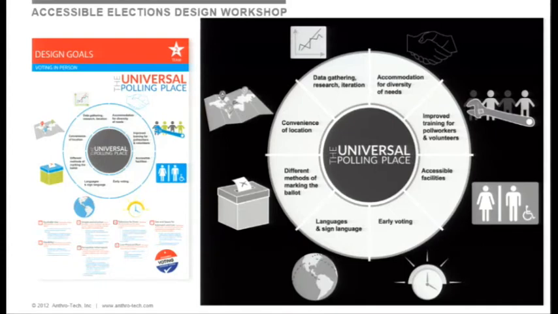Some of the details about the Universal Polling Place include accessible facilities and early voting. This is to accommodate voters with disabilities that might not be able to make it to the voting center on election day, but would be able to get there in the few days leading up to the election. Also, new and improved training for poll workers and volunteers in the areas of customer service and triage so they could better handle the large crowds that would turn out on election day. And also a variety of different methods and technologies for marking the ballot to accommodate voters with different disabilities.